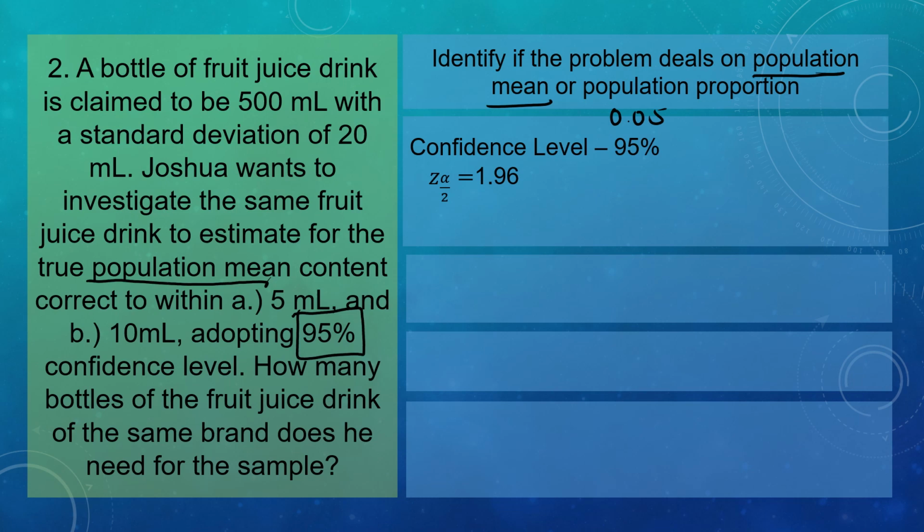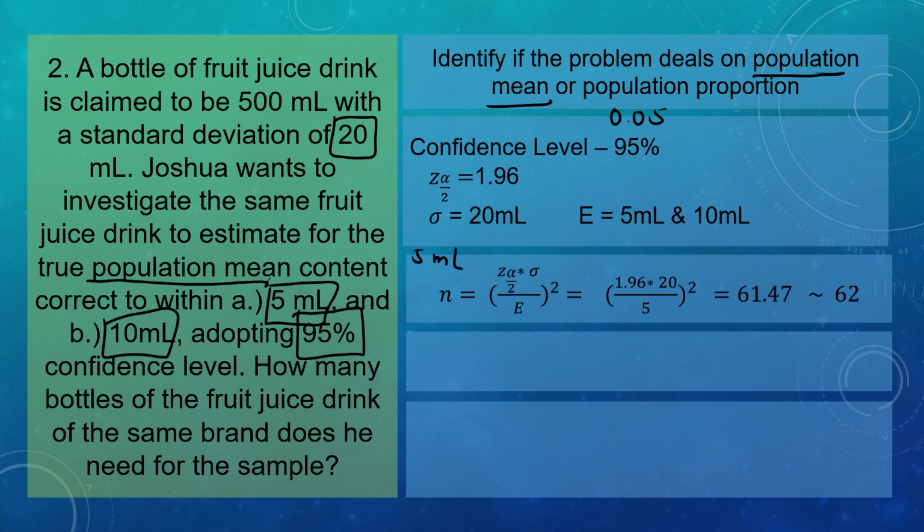Now, we already know that the standard deviation is 20 ml, and our margin of error is 5 ml and 10 ml. Now, let's start with 5 ml. So to find the appropriate sample size, again, we're going to use the same formula. N is equal to Z sub alpha over 2 times sigma all over E. By substitution property, it will be 1.96 times 20 all over 5.